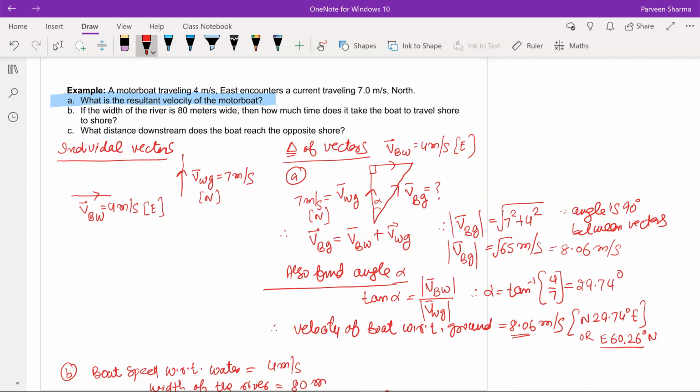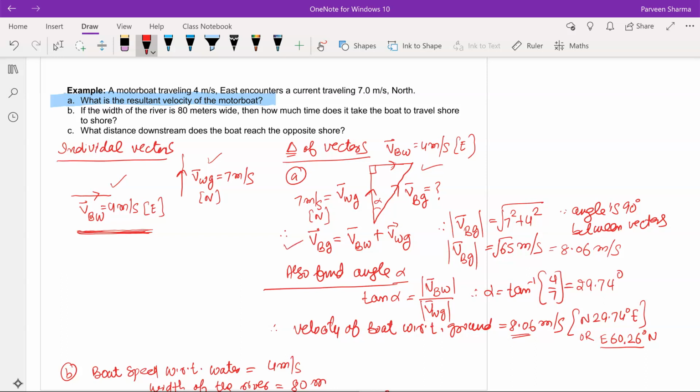So I have individual vectors here. The velocity of the boat with respect to water: the boat is actually going at 4 meters per second in the east direction with respect to water. And the velocity of the water with respect to ground is 7 meters per second. Water is flowing at 7 meters per second in the north direction. If you put those two vectors on a triangle of vectors, this is the situation. We have the water in this direction and the boat in this direction. This will end up as a right triangle, so solving is much easier. We can simply use Pythagoras theorem.